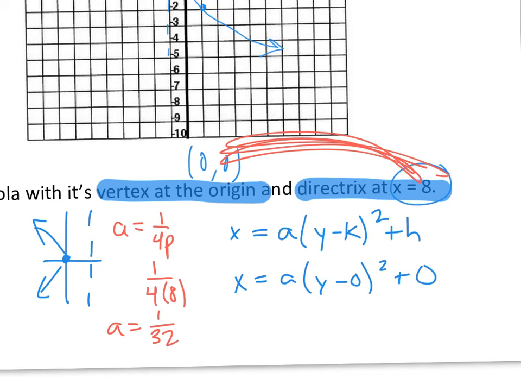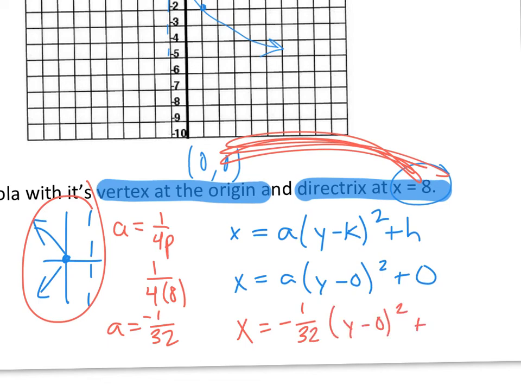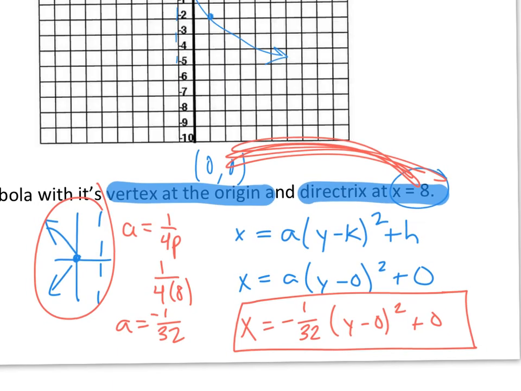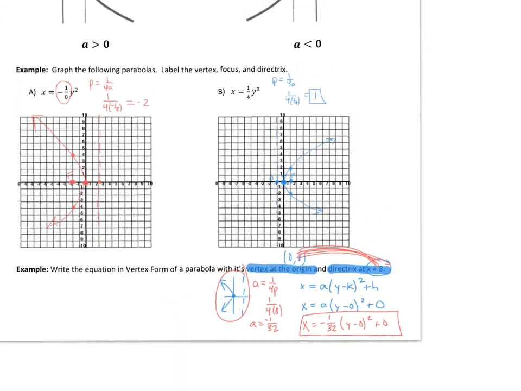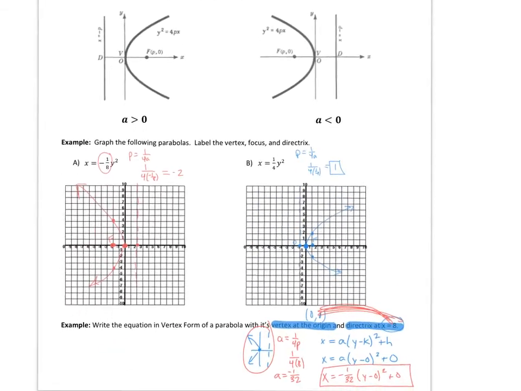Now we do have to keep in mind that the parabola is going left. We found that out right here. So it's negative 1/32. So my final answer is x equals negative 1/32 times y minus 0 squared plus 0. And that's how you go backwards. That's it with horizontal parabolas.